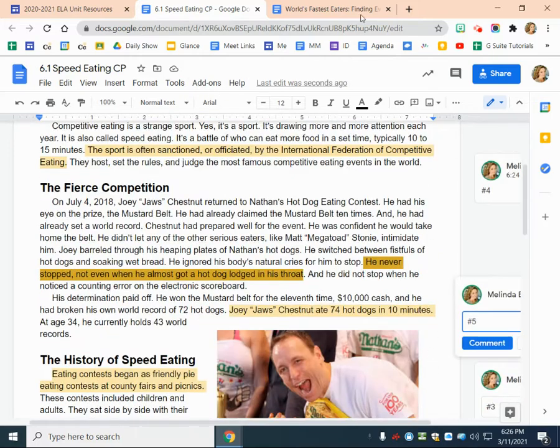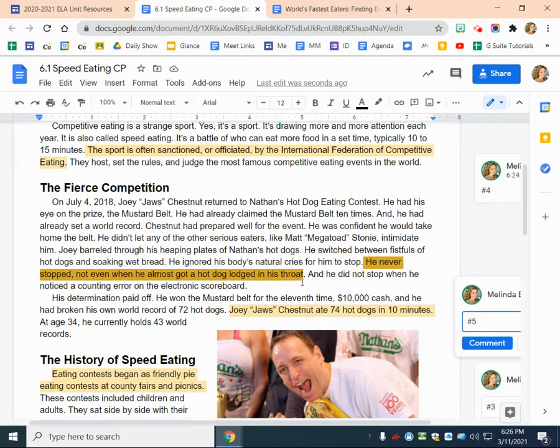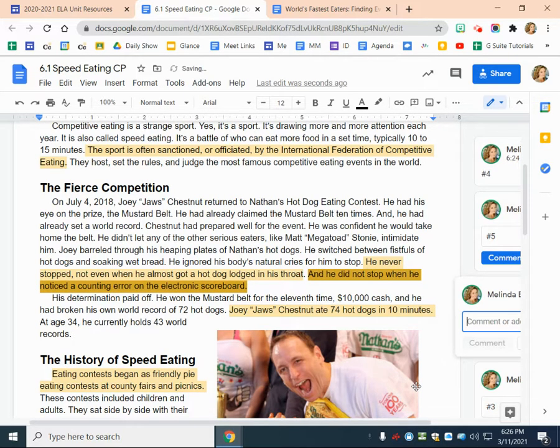Now remember, we're looking for it was very difficult. Almost choking is definitely difficult. And then it says, and he did not stop when he noticed a counting error on the electronic scoreboard. So he kept going. He noticed there was an error, but he didn't stop. He kept going. And that might have been difficult for him because he might have wanted to stop and say something, but he just kept eating.